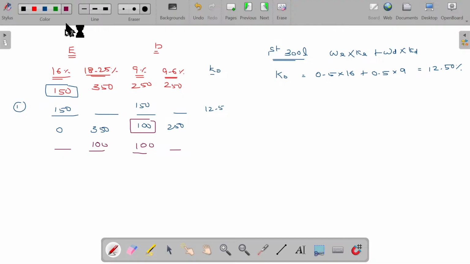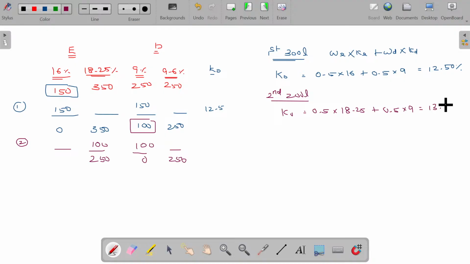Second option. From 350, 100 is subtracted, so 250. From 100, 0. So now you still have 250 by way of equity and 250 by way of debt. But anyhow, for the second combination you have to calculate that. So for the second 200 lakhs, KO is 0.5 into the equity rate of 18.25%, plus for debt, it is 9%. What is the ultimate value? 13.625%.